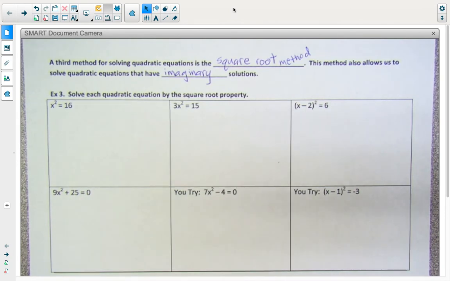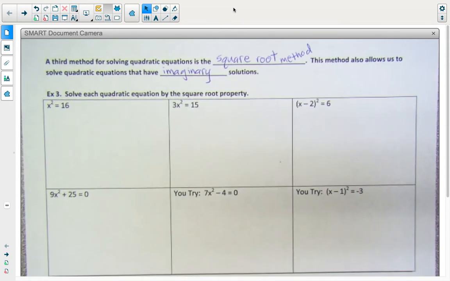So we're going to do a few examples. And then at the end, we'll take a look at problems and try to figure out when one way is best to use over another way. So we'll compare all the different methods that we have so far.